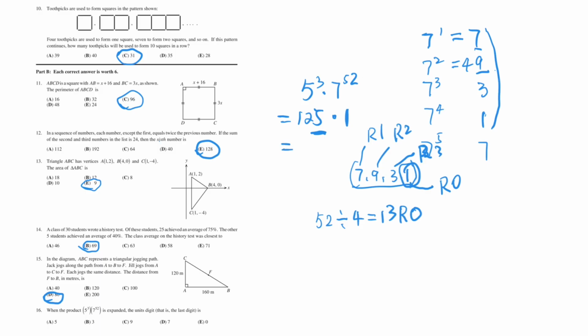Now, we just use the one's digit times the one's digit. We don't need to know the front digits, just the one's digit. The last digit is 1. And 1 times 5, one's digit times one's digit, gives a number ending with 5. That means the answer of number 16 is choice A.